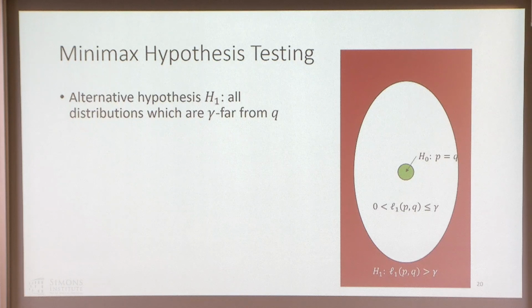Does this make sense? The idea is that the alternative hypothesis is going to be all distributions which are far, where L1 distance is defined as the following. If you're not familiar, another way of thinking about it is the maximum discrepancy in probability under any event.